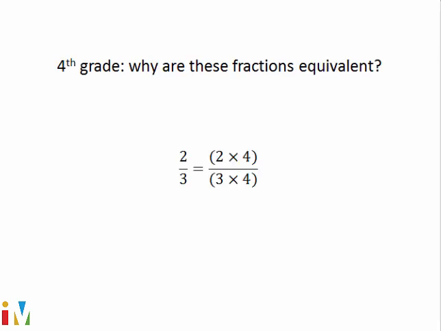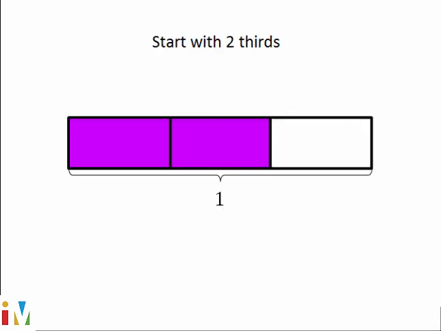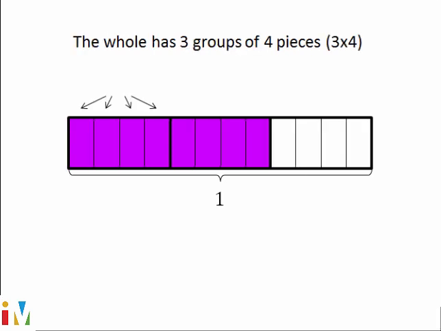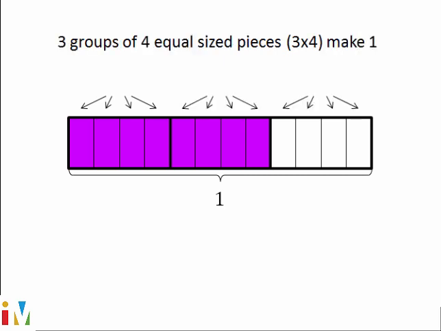In 4th grade, students explain why multiplying the numerator and denominator by the same whole number produces an equivalent fraction. Let's use a diagram to explain why the fraction 2/3 is equivalent to the fraction 2 times 4 over 3 times 4. Let's start with a rectangle that represents 1 that is divided into 3 equal pieces with 2 shaded. If we subdivide each of the 3 pieces into 4 smaller equal-sized pieces, then there are 3 groups of 4, or 3 times 4 equal-sized pieces that make up the whole.